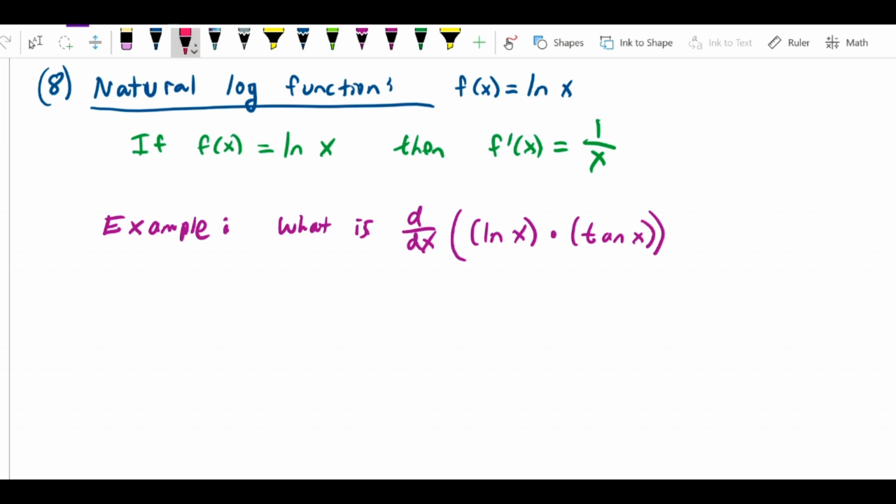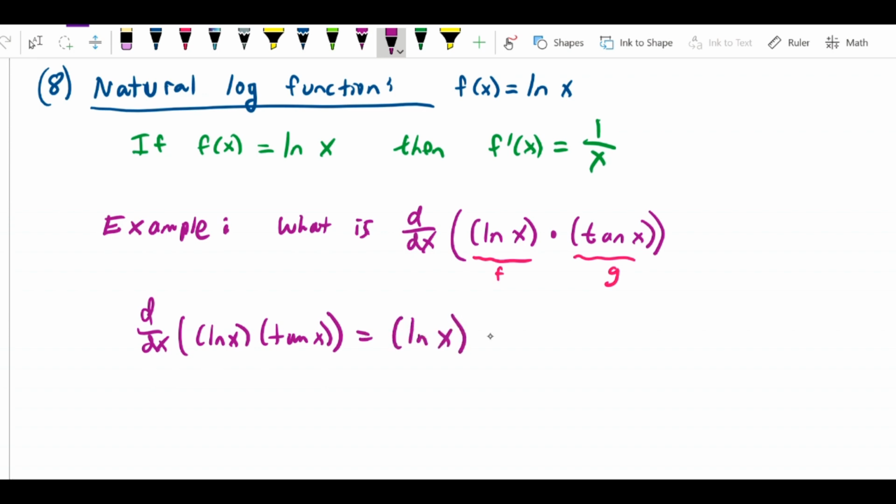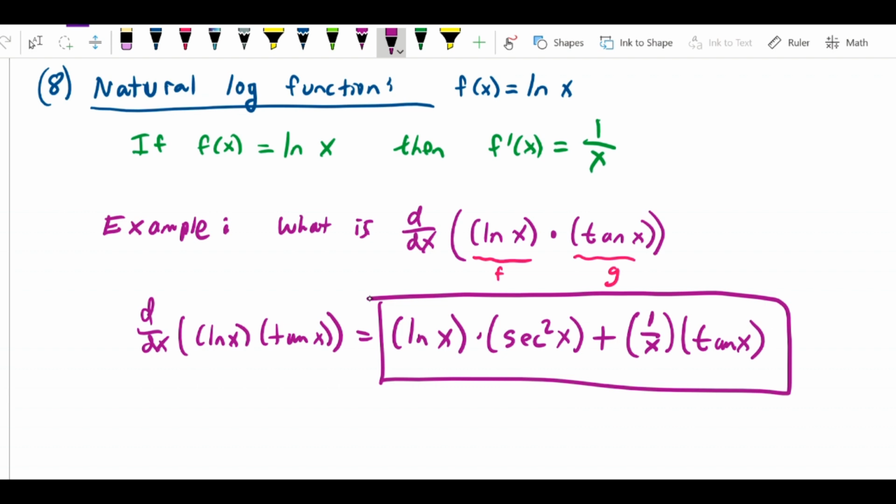So here we have a product function. We can call that f and we can call that g. Then the derivative of their product is going to equal ln x times the derivative of tangent, which is secant squared x, plus the derivative of ln x, which is 1 over x, multiplied by tan x itself. So that's the derivative, and that makes use of what we know as the derivative of the natural log function.